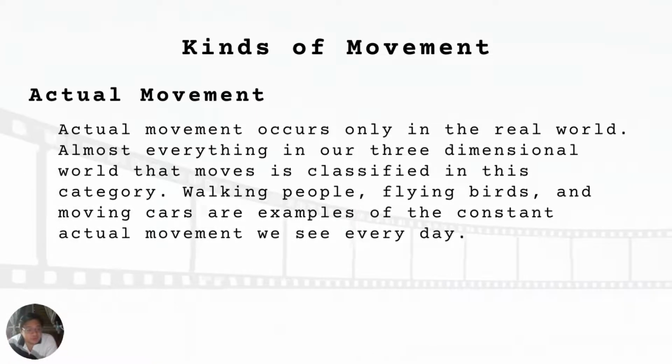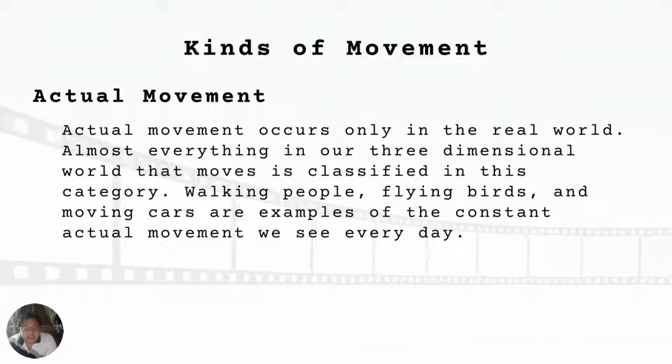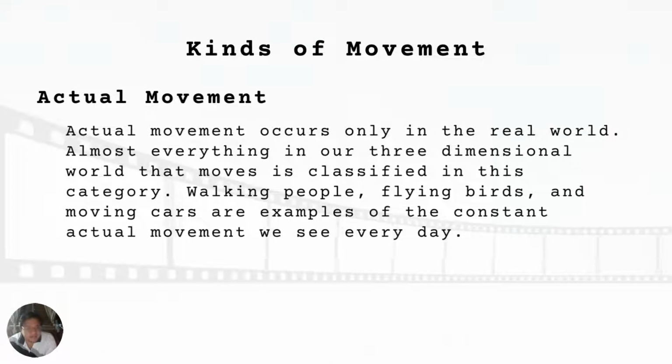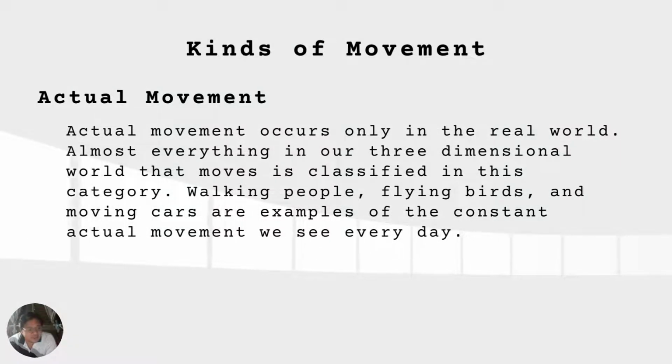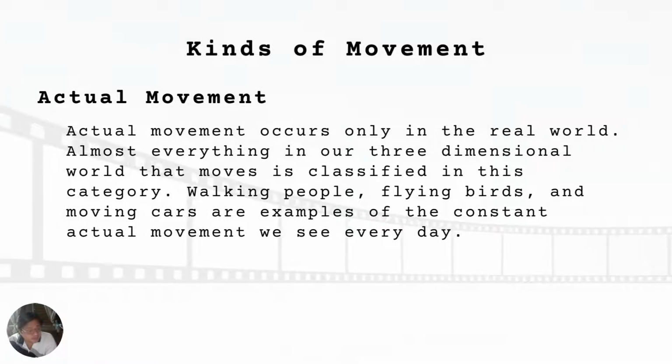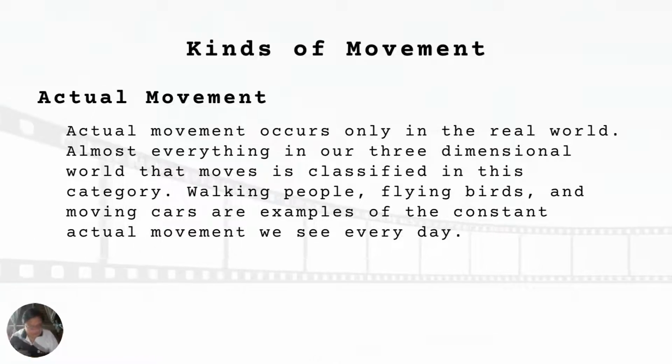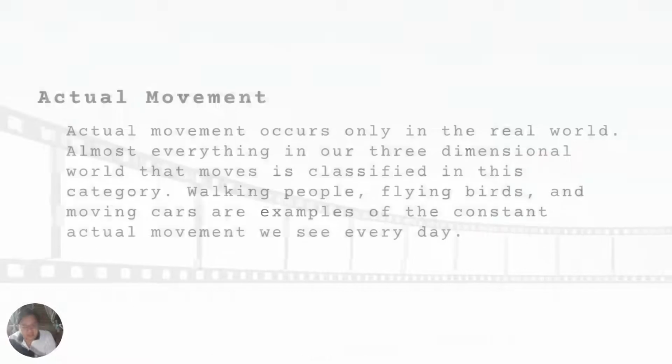When you say actual movement, it occurs only in the real world. Almost everything in our 3-dimensional world that moves is classified into this category. So walking people, flying birds, moving cars are examples of constant actual movement that we see every day. Okay, that's actual movement, not just on screen but also in the real world.